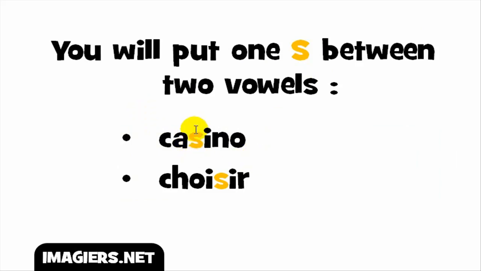Okay, so it goes like, casino, okay? S-E-Z, casino, casino. All right, and then here you've got E and E, so one S, same rule, Z, choisir, choisir, okay, so let's see them one more time, casino, choisir, all right.